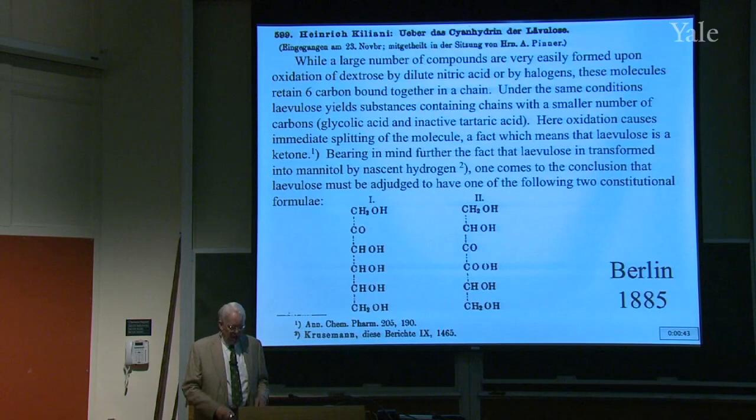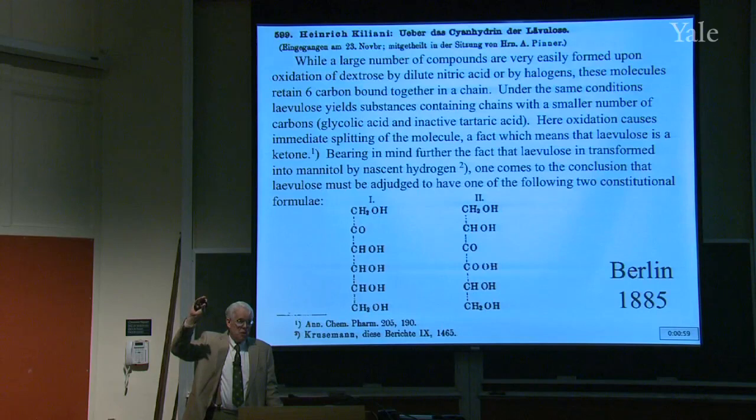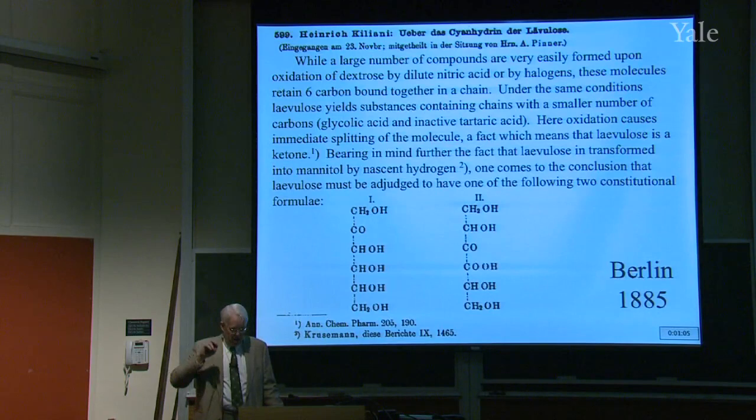Here, oxidation causes immediate splitting of the molecule. It breaks the carbon chain, a fact which means that levulose is a ketone, so that glucose or dextrose has an aldehyde at the end of the chain and you oxidize that to an acid. But if you have a ketone in the middle of the chain and you oxidize it, you break the chain, right? So it must be a ketose of some sort.